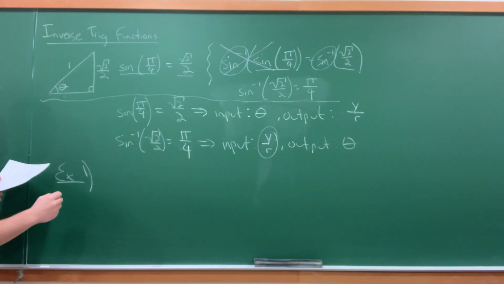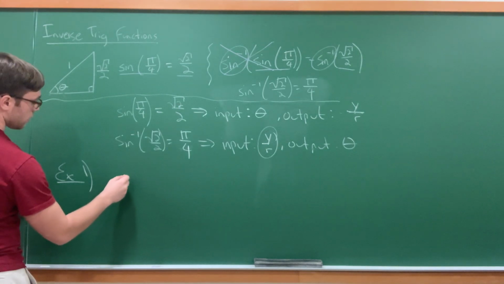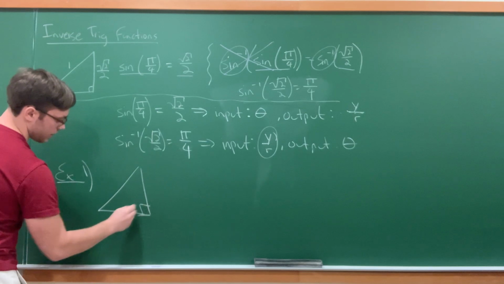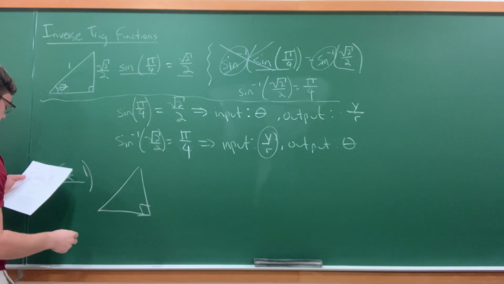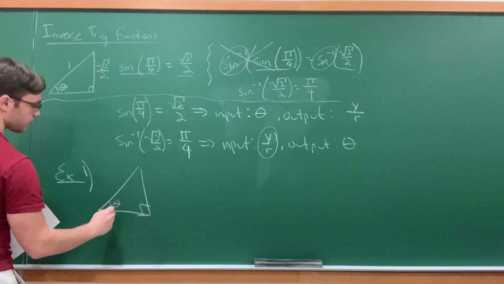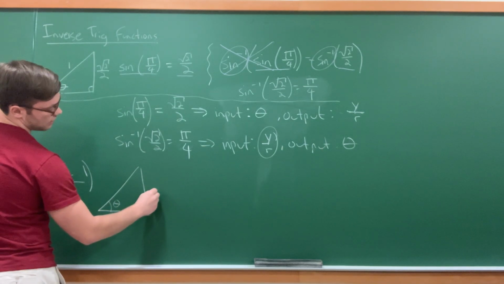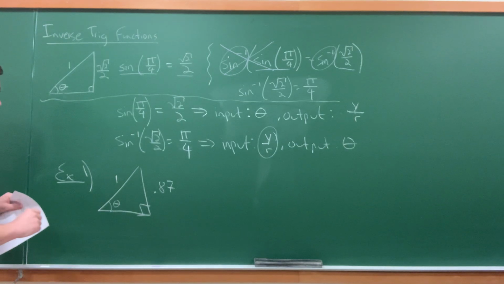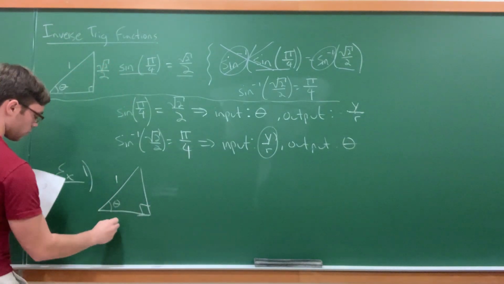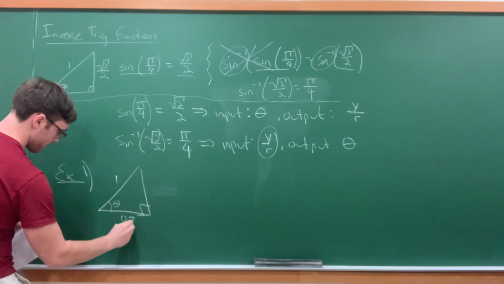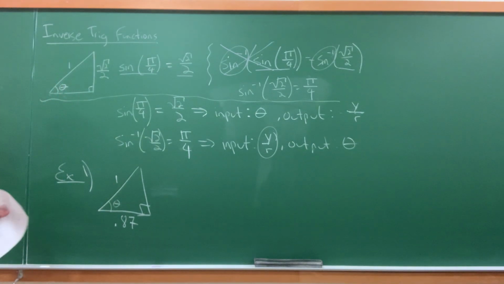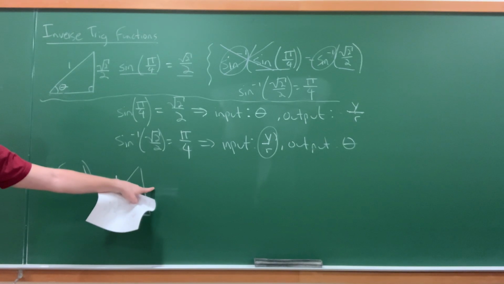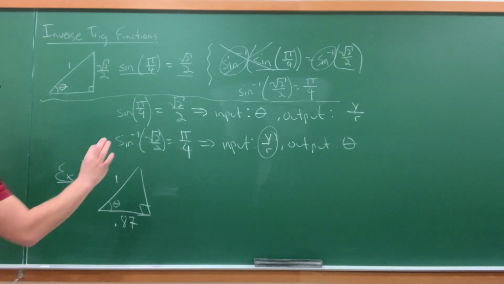Example 1, very basic one here. If we have a triangle, and I know all my triangles, well, these two triangles look the same, but that's okay, they're not the same. Let's say this triangle is 0.87, and this is a 1 here. We'll go 0.87 down here, theta, and 1. Now, we're not going to use sine inverse, because sine inverse would be to the y over r. We have the x value. So we're going to instead use cosine inverse.